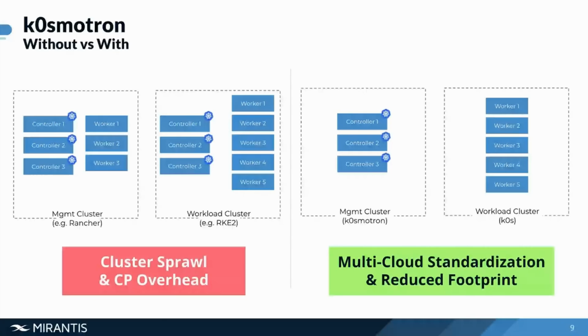So what are we doing, let's say, without k0smotron? We need this management cluster, and this is a full-fledged management cluster with the control plane, 3 nodes, and the workers, 3 to 5. So what we can see here in this slide is with a single management cluster and a single workload cluster, we still have a lot of nodes to manage, not only in the deployment stage, but also during upgrades, outage, management, logging, observability, and so on and so forth.